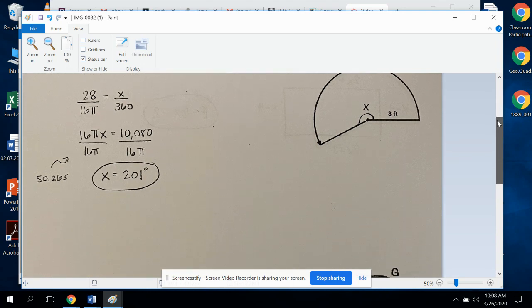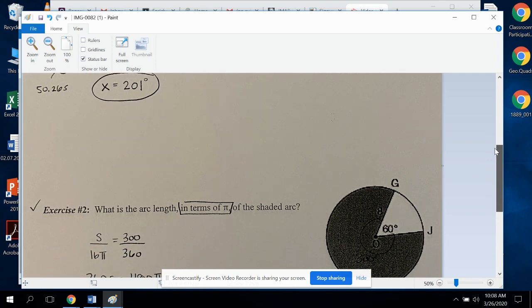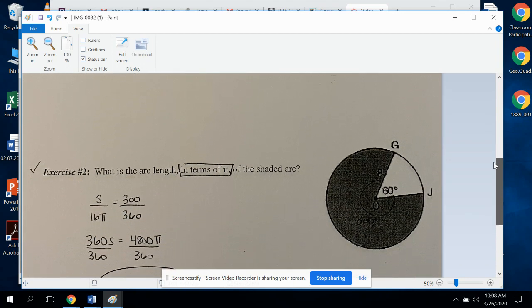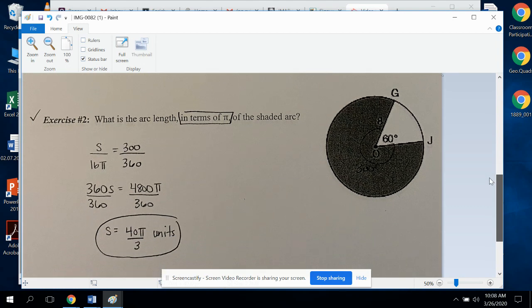Going down to the next example, this is more what we've been working with the last couple of days, just finding the arc length. This one's slightly different though. I want to review that in terms of pi and also what central angle they gave you. So I want the arc length of the shaded arc, from G all the way to J, the major arc there. So all of this. In this case, I don't know the central angle measure. I know this is kind of shaded, sorry. But I do know part of the non-shaded is 60.